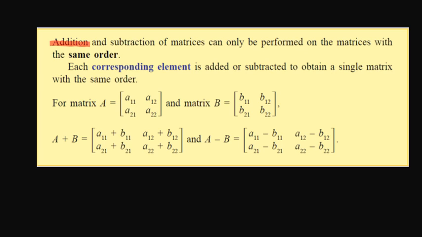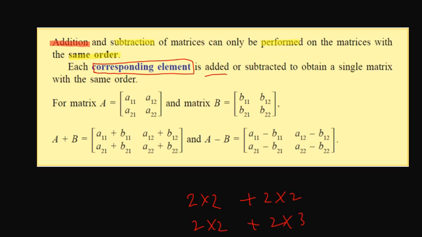Okay, addition and subtraction of matrices can only be performed on matrices with the same order. This is very important. Must be the same order. If it is a different order, you cannot add or subtract. Let's say a 2 by 2 matrix, you can add with a 2 by 2 matrix. You cannot add a 2 by 2 matrix with a 2 by 3 matrix. Why? Because each corresponding element is added or subtracted to obtain a single matrix with the same order.